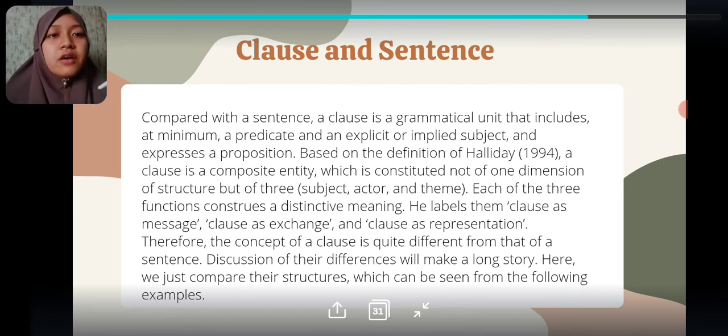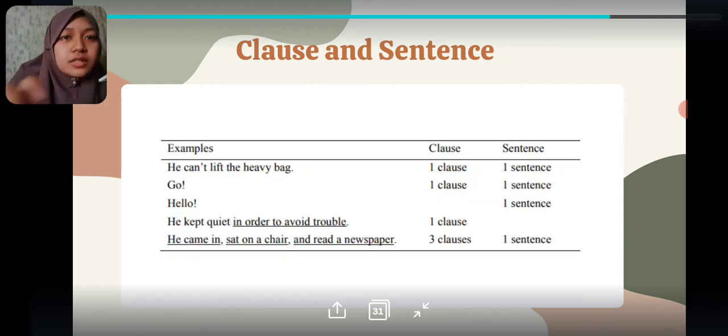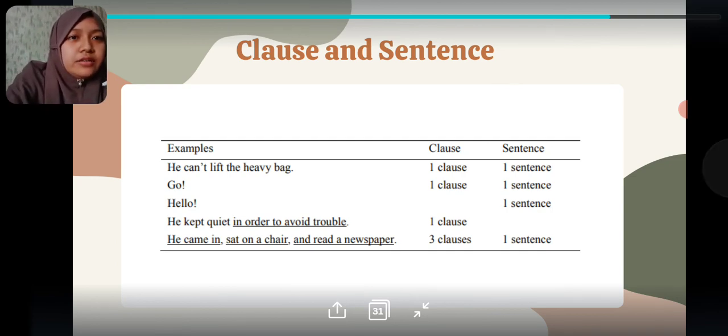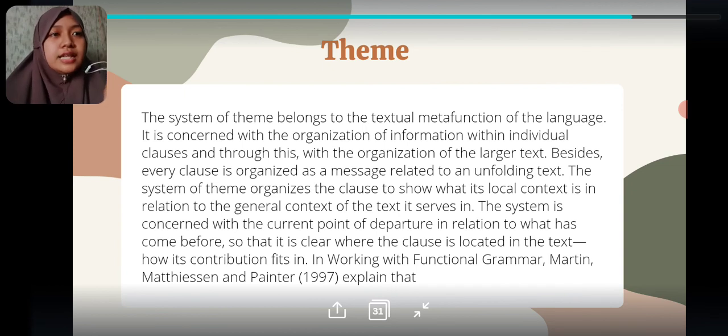Therefore, the concept of a clause is quite different from that of a sentence. Discussion of their difference will make a long story. Here we just compare their structure, which can be seen from the following example. This is the example. You can see "he can lift the heavy bag" is one clause and one sentence. "Go" is one clause and one sentence, and so on. And the next is theme.